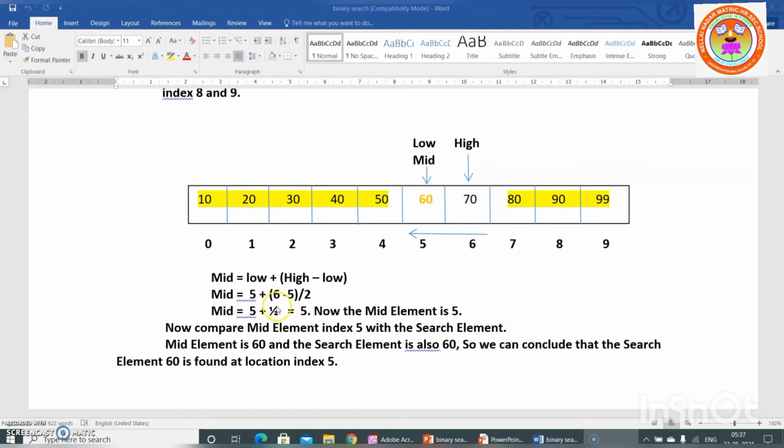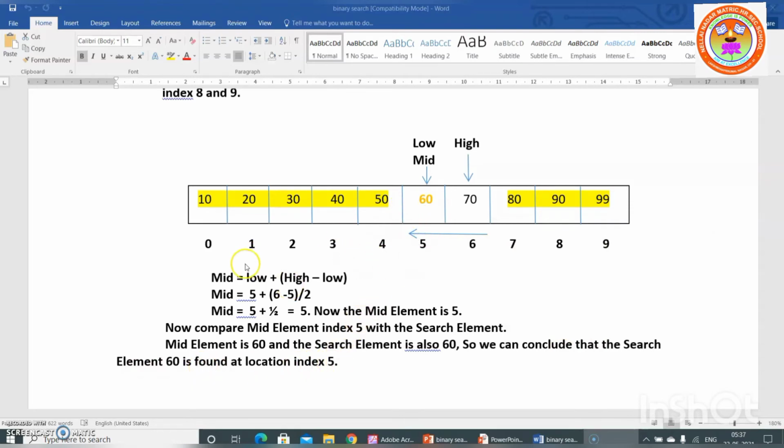Okay, this is not half. Okay, 6 minus 5 is 1, 1 by 2. Okay, so now compare the mid element, index 5, with the search element. Mid element and search element. Okay, both are same. So the mid element is 60 and the search element is also 60. So we can conclude that the search element 60 is found at the location index 5.